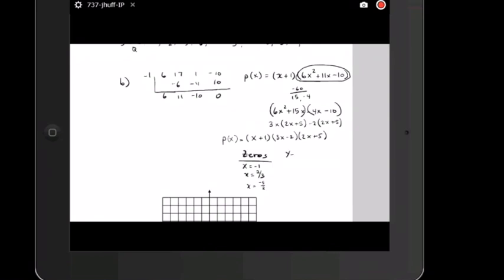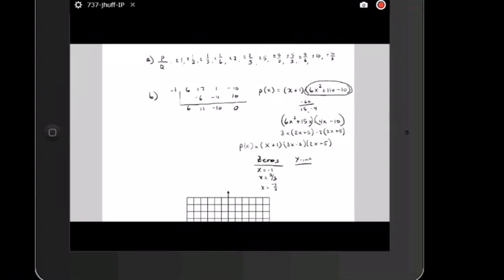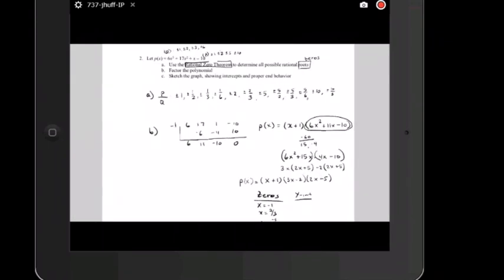The y-intercept we can find like we did in the last problem. If you plug in a 0 for all the x's, and again, you could either do it in the factored form that we have here, or if you go back up to the original polynomial and let all of the x's equal 0, you would just have a negative 10 left over.